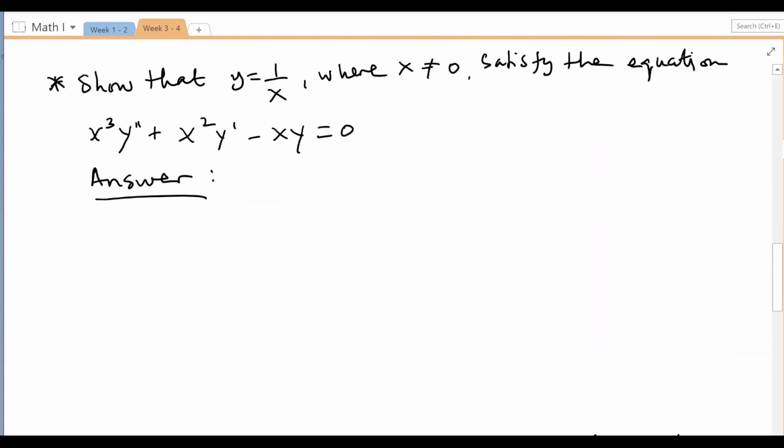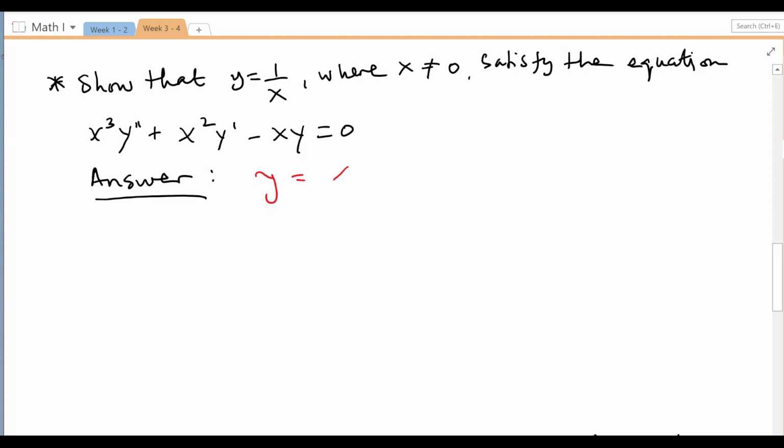Okay, next question. Show that y equals 1 over x, where x is not equal to 0, satisfies the equation x cubed times y double prime plus x squared times y single prime minus xy equals 0. So just like before, we just have to take the derivatives.